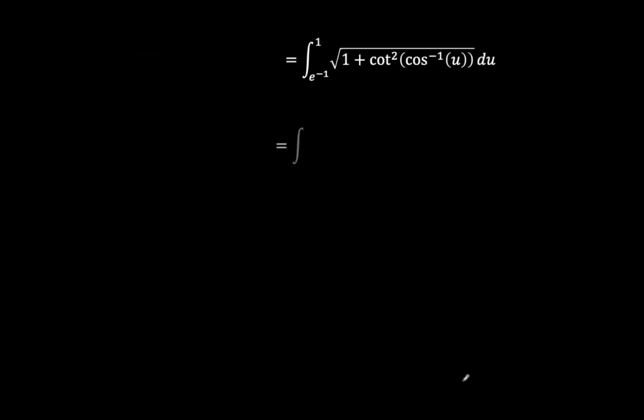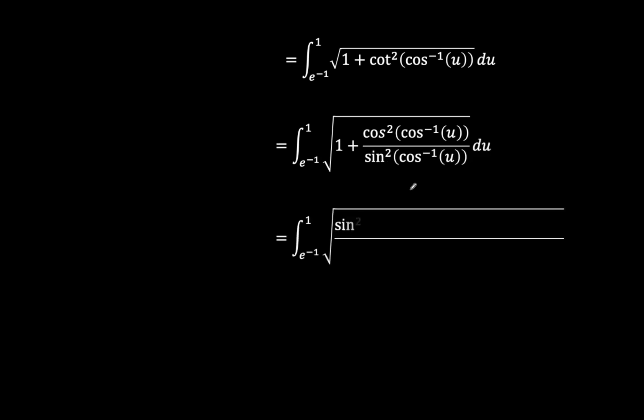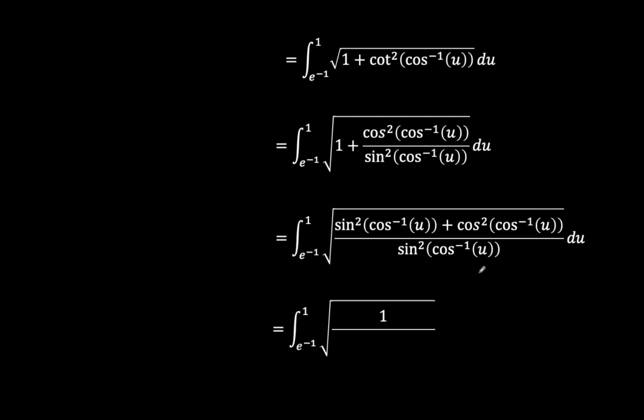Now we can express this cotangent squared as the fraction of cosine squared arc cosine u over sine squared arc cosine u. And then making this sine squared a common denominator inside the square root sign means that now in the numerator we have sine squared plus cosine squared, which is an identity that leads to that numerator being equal to 1. And then the denominator remains as sine squared arc cosine of u.